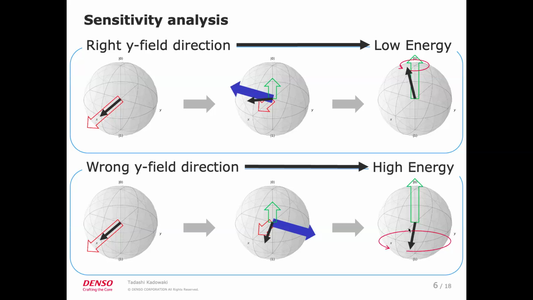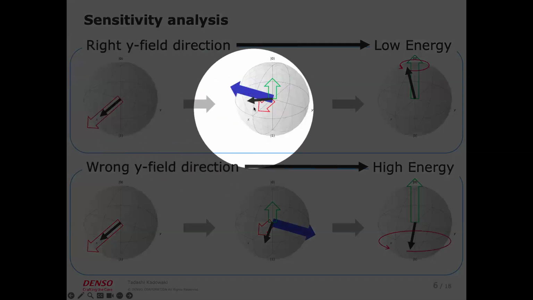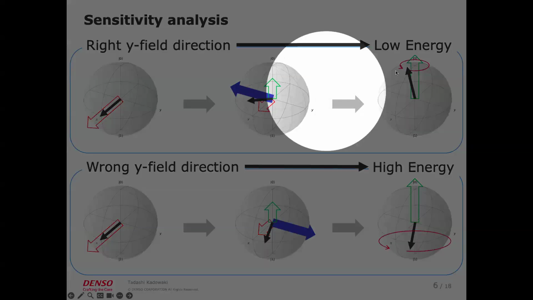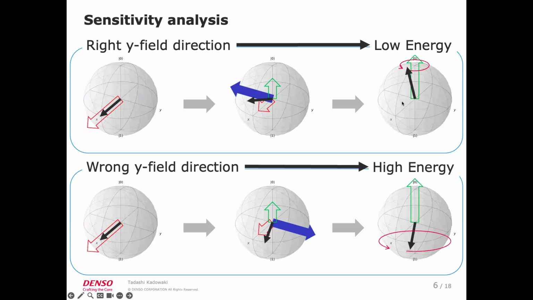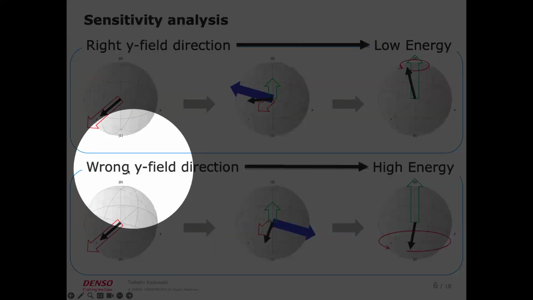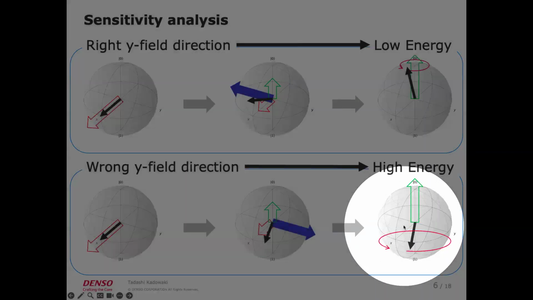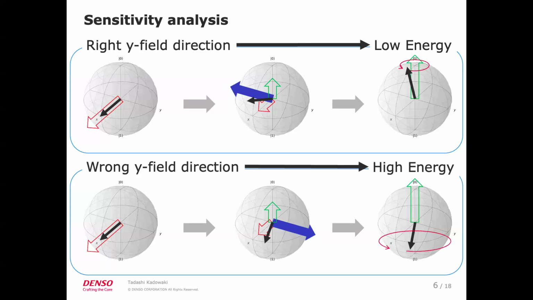This can be utilized for sensitivity analysis. If we assign the counter-diabatic driving in the right direction, in this case minus Y, we will have the low energy state. But if we apply the wrong direction, we will have the high energy state. So we can decide by measuring the energy difference between two trials.